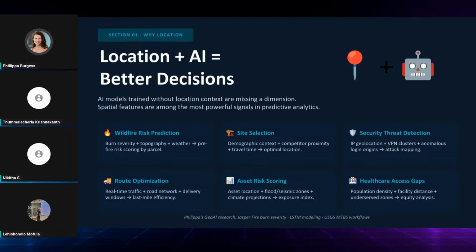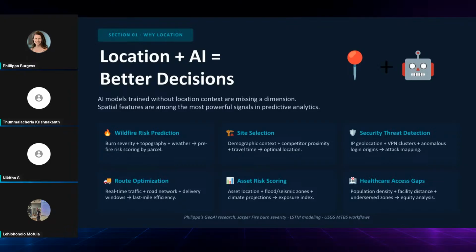Okay, so now we've got location AI, better decisions. AI models trained without location context are missing a dimension. Spatial features are among the most powerful signals in predictive analytics. So what can they do? You can do wildfire risk prediction. So you can analyze the burn severity, topography, weather, so you get pre-fire risk scoring by parcel.